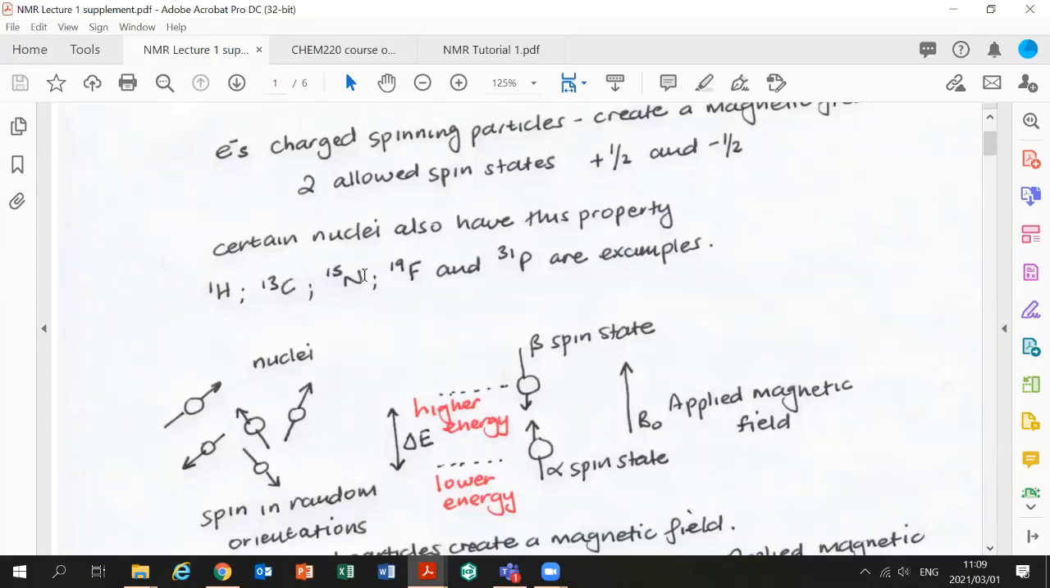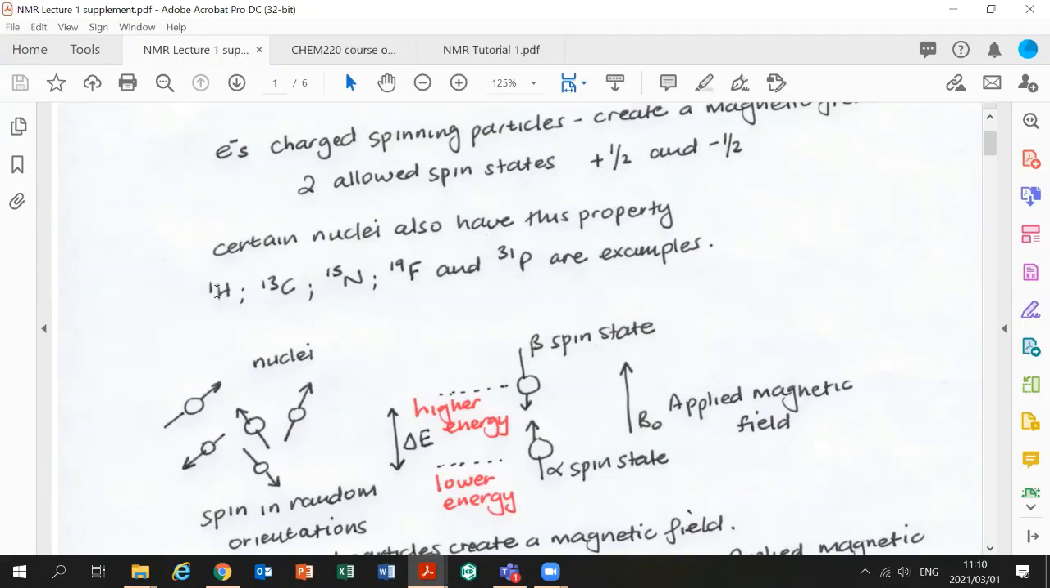And generally what these nuclei do, and you'll notice that I only have a few here, because not all nuclei are NMR active, right? Only certain nuclei are NMR active, and these nuclei have the property of having two allowed quantum spin states. So just like electrons, these nuclei also have a spin quantum number of +½ and -½.